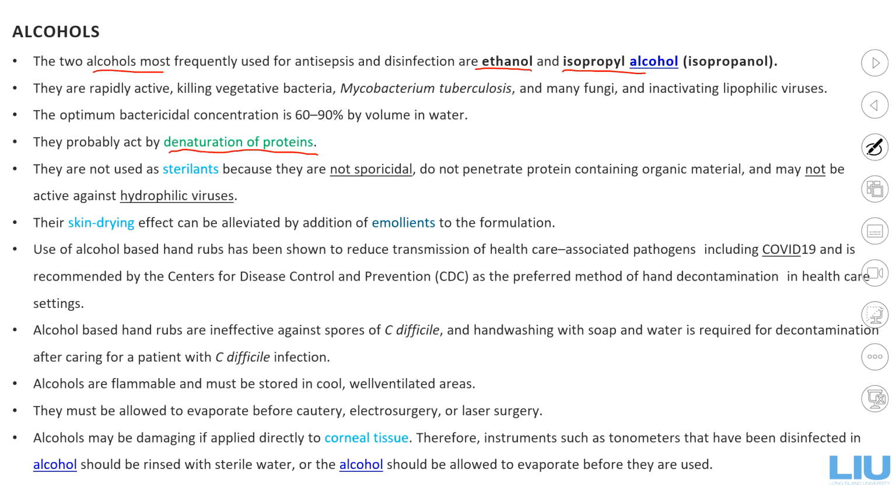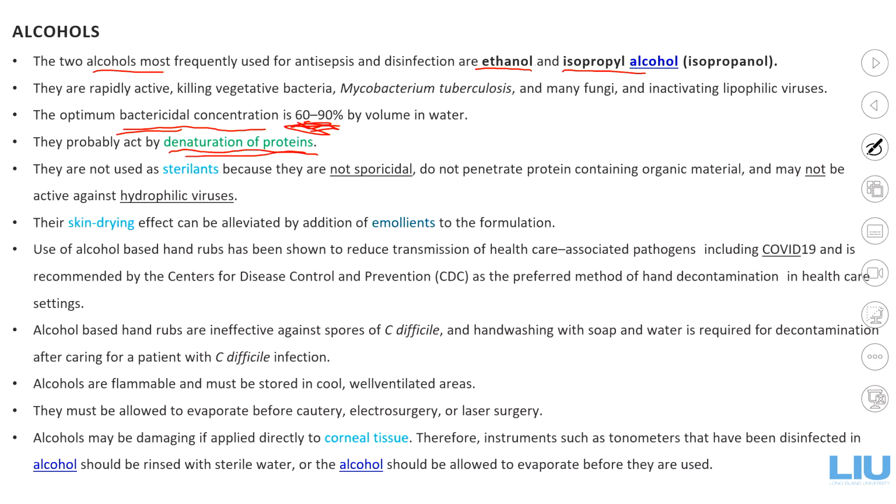The optimal concentration for bactericidal effects is 60 to 90%. Now, do not memorize the concentration. Just keep in mind that there is a certain concentration of alcohol that has to be present to get the bactericidal effect. I think in the pharmacy I've seen 70% and 90%, right? Which makes sense, so they are above the threshold here.